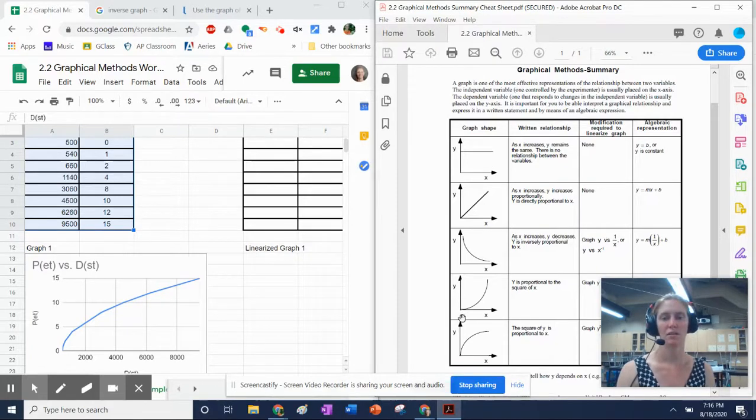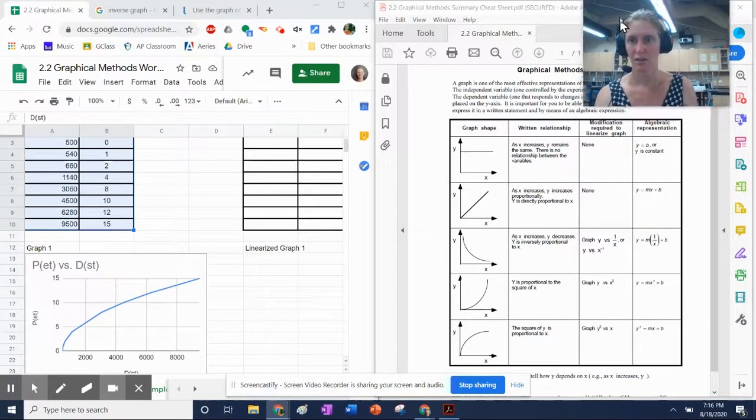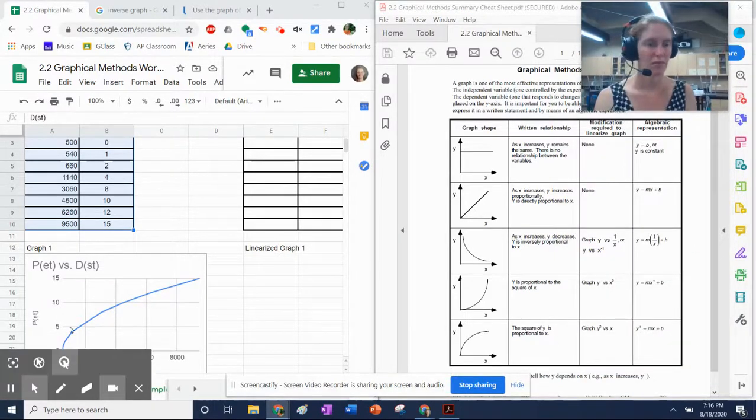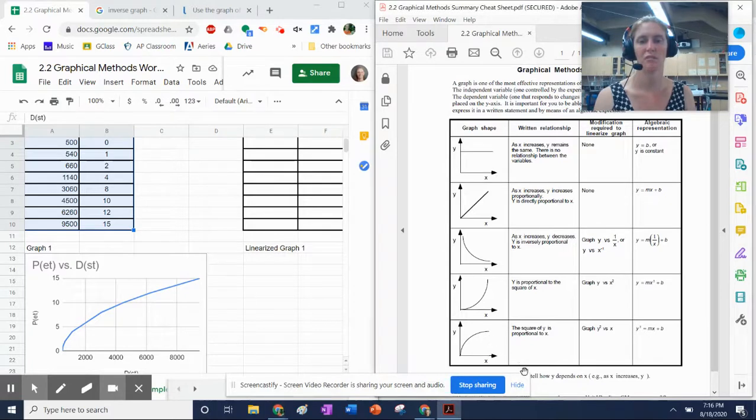Here we have as y gets bigger, x is also getting bigger. And then we have this one. And so let me show you. If we look at the shape of this graph, it's either going to look like number 1, 2, 3, 4, or 5. And if I look at this, I will notice that this is what my graph looks like. So that means that I need to graph y squared versus x.